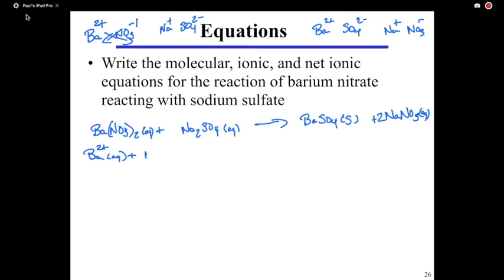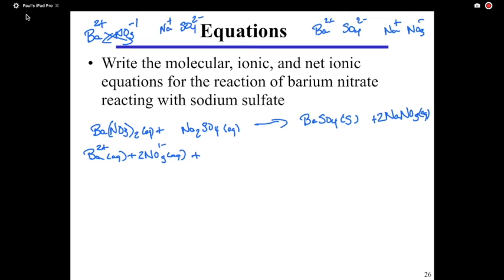It is nitrate. What is its charge? -1. How many do I have of them? 2. And it is aqueous. Plus, does it dissociate? It is aqueous and it is ionic, so yes.